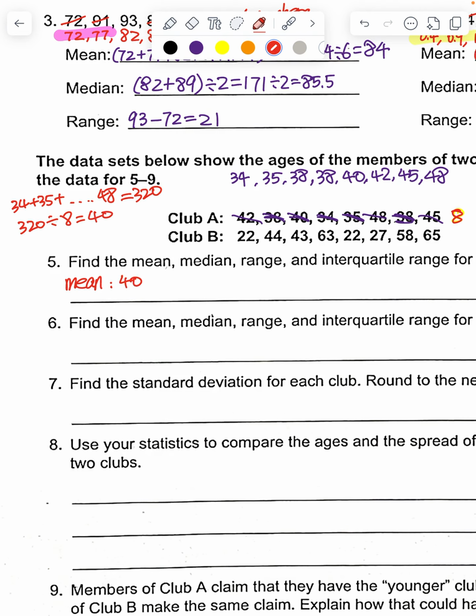Done. Median. I need to get rid of 3 on the left and 3 on the right. We have 38 and 40. I need to find the number between 38 and 40. That's 39. So sometimes you don't need to add those together and find the average, you can just find the one in the middle. 38, 39, 40, so 39 is in the middle. So let me write down, median, 39.